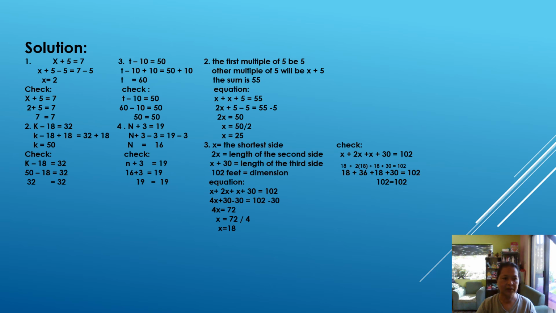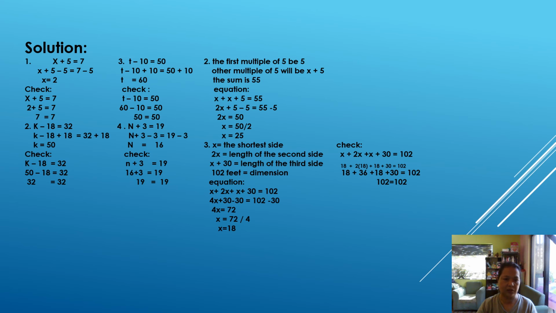Solution number one, x plus 5 equals 7. The value of x is 2, correct. Number two, k minus 18 is equal to 32. The value of k is 50, and that is correct. Number three, t minus 10 is equal to 50. The value of t is 60, and you are correct. Number four, 4n plus 3 is equal to 19, or n is equal to 4.